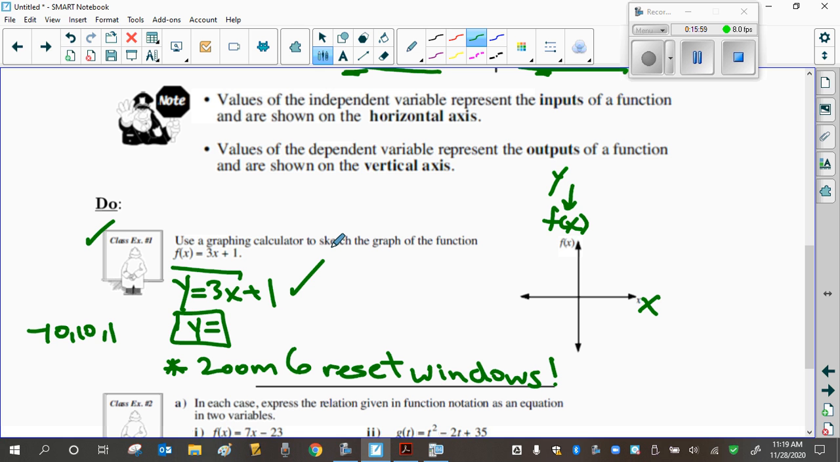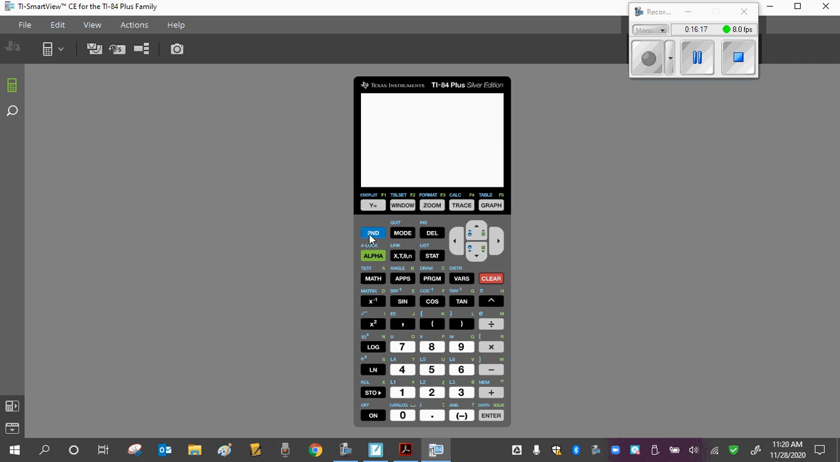So I'll give you another 30 seconds to sketch that on the graph provided. Y equals, clear, 3x plus 1. Enter. Graph. So zoom 6. There we go.